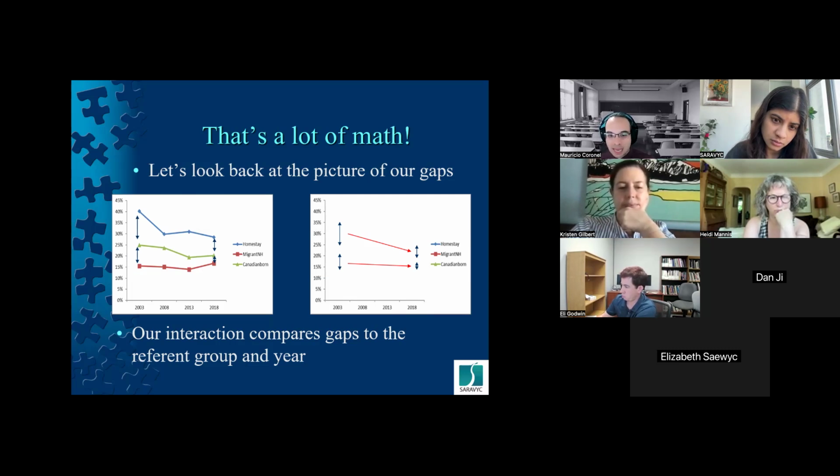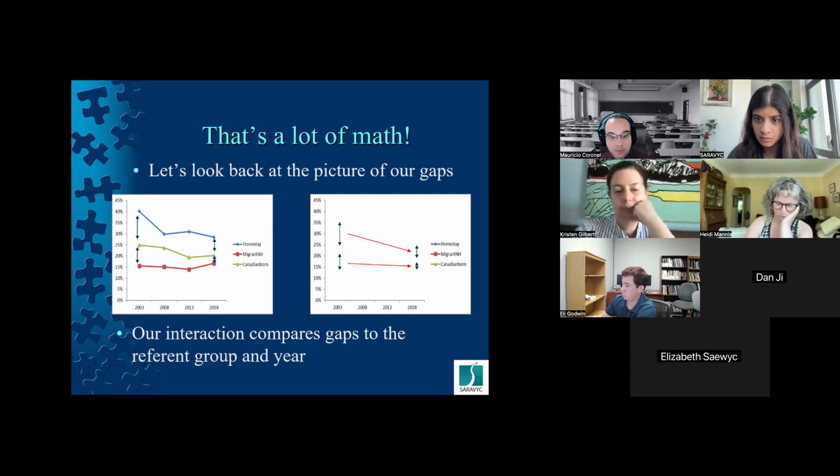So how does that gap, on the top right arrow, compare to the top left arrow? And how does the bottom right arrow compare to the bottom left arrow? We can do that for 2018 compared to 2003, 2018 compared to 2008, and 2018 to 2013. If those results are significant, it's telling us that the gap is getting bigger or smaller. With this illustration, we're using percentages, but that's more or less what we're looking at.